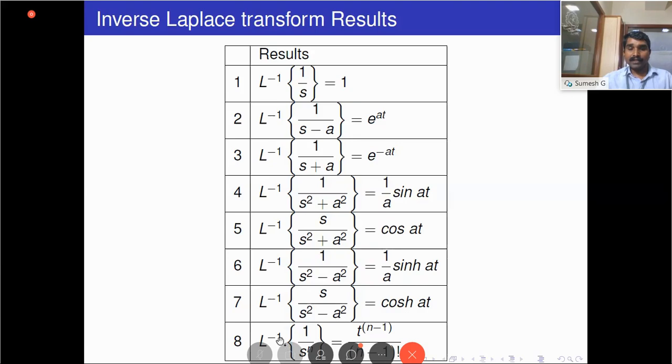And inverse of 1 by s raised to n is t raised to n minus 1 by n minus 1 factorial when n is a positive integer. And these results are mainly classified according to the denominator of the given expression. This is summarized in the next slide.